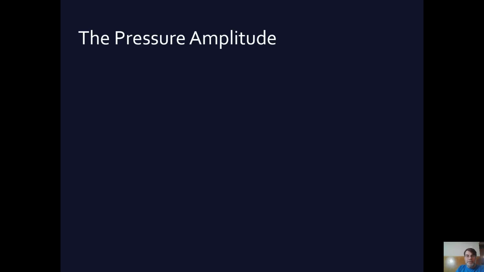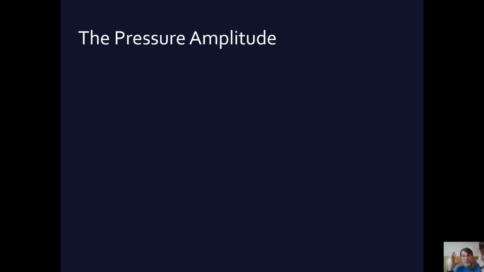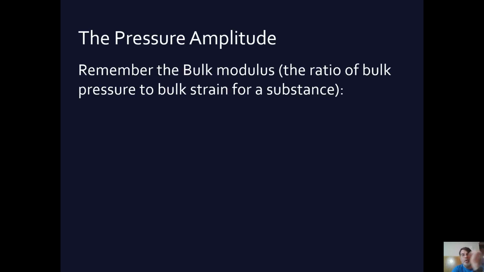Okay, so what is the pressure amplitude? The pressure amplitude has to do with the change in pressure, because just like the wave changes in amplitude, the pressure changes in amplitude. Do you remember the bulk modulus from, I think it was chapter 11? Bulk pressure has to do with pressure that's coming from all sides. We did several different kinds of pressure back in chapter 11. There was the shear modulus, or the shear pressure, and different kinds of pressure. Here we're talking about bulk pressure, where the whole of something is experiencing pressure.